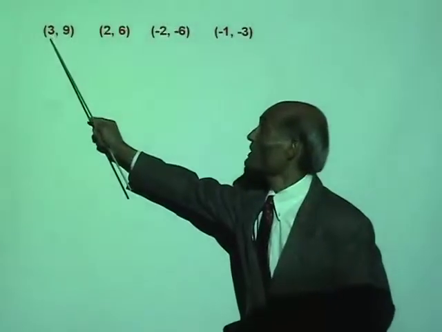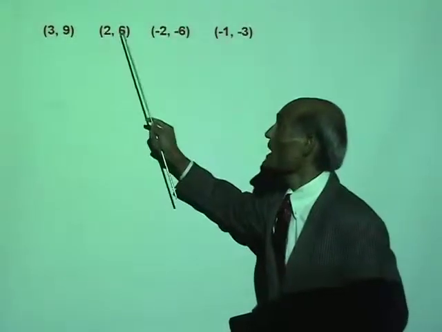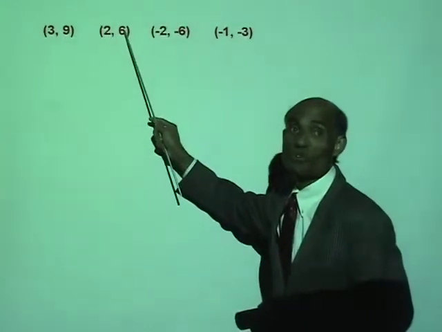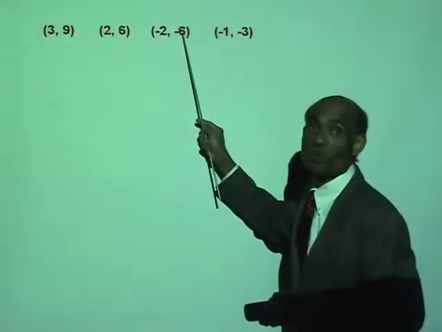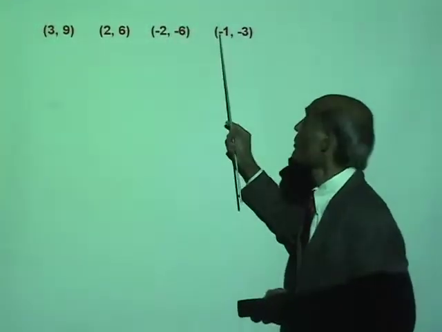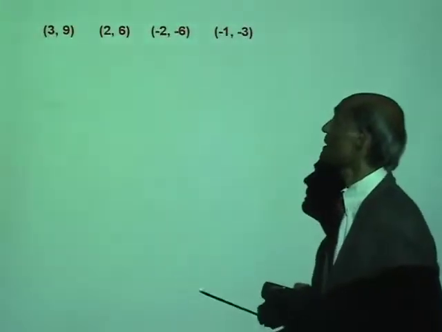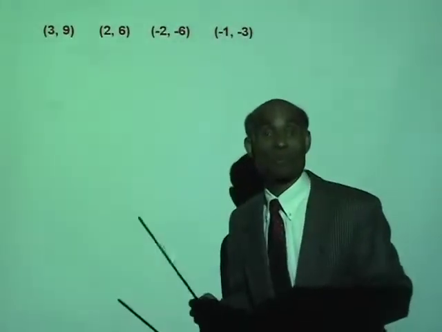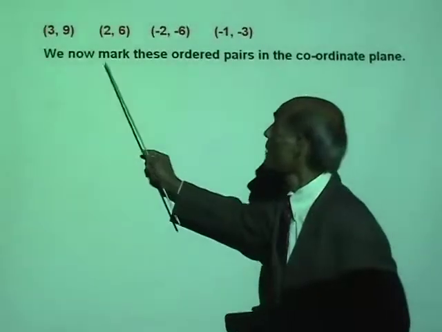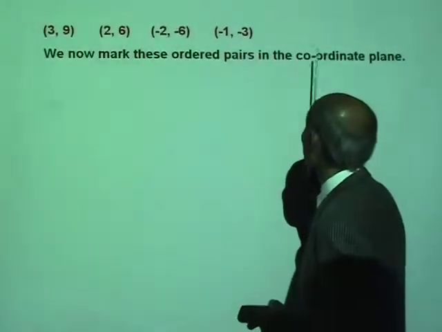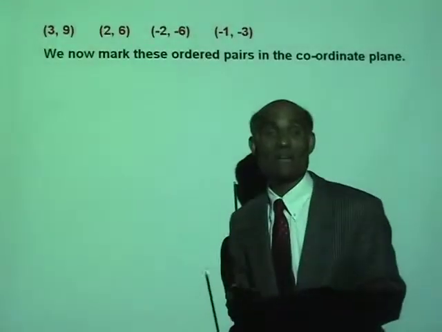Alright, when x equal to 3, y equal to 9. When x equal to 2, y equal to 6. When x equal to negative 2, y equal to negative 6. When x equal to negative 1, y equal to negative 3. Those are the ordered pairs. Alright, we now mark these ordered pairs in the coordinate plane.